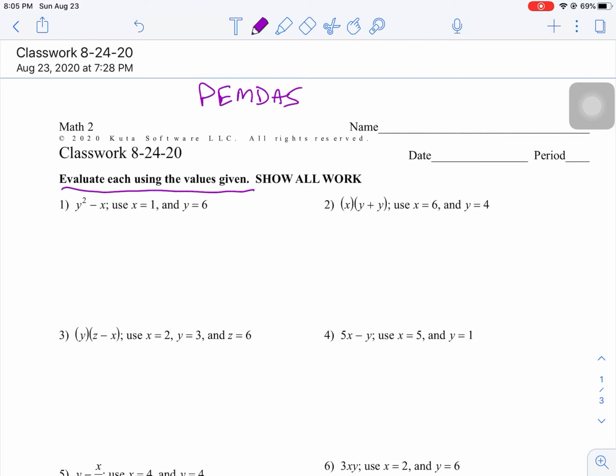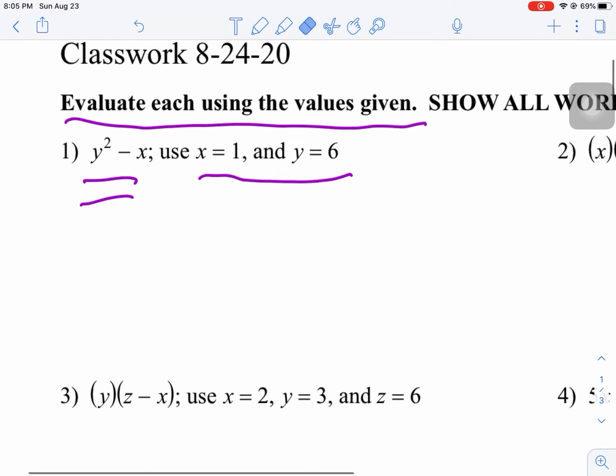Okay? So now what we're doing is we have work, but we have variables. But then the variables are assigned a number value. And so we're going to plug those in. We're going to substitute those numbers into the problem and work it out. Okay? So let's make this a little bigger.